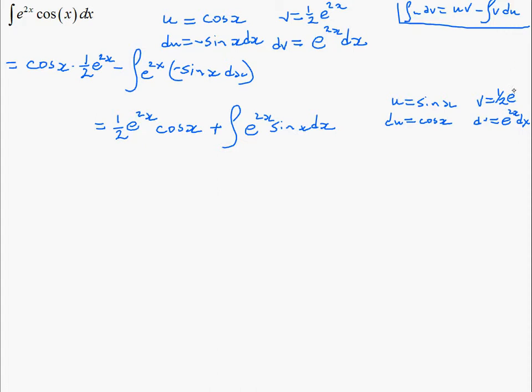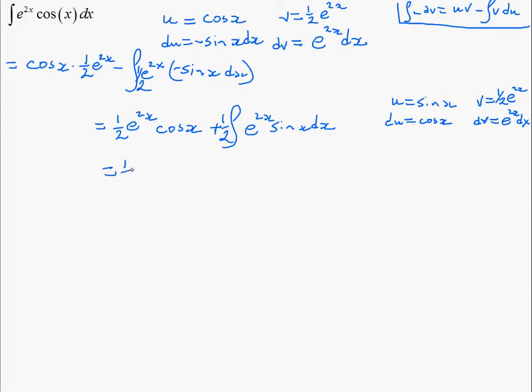Sorry for the hesitation there, but I just realized that we made a mistake. This was the integral of v du. V is 1/2, so this should actually be plus 1/2 out here, and this is 1/2 in here. So let's correct that mistake. It doesn't change our v and u and dv here, but we do need to include the 1/2 there.